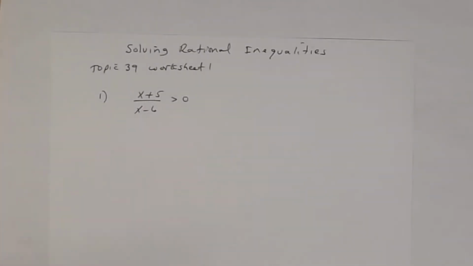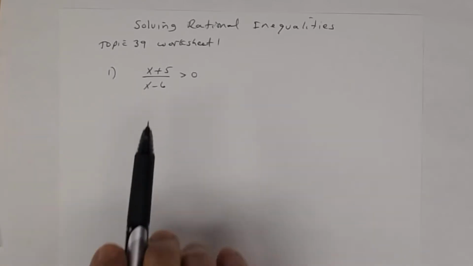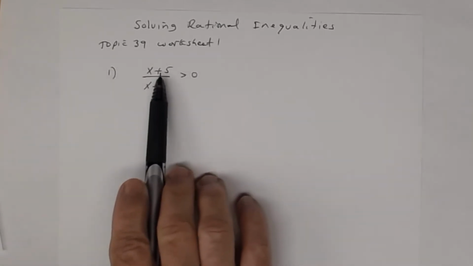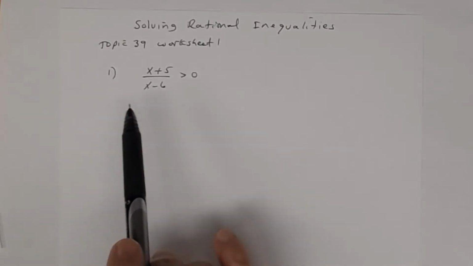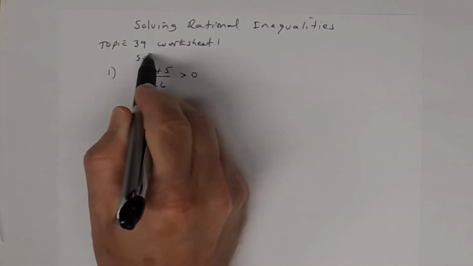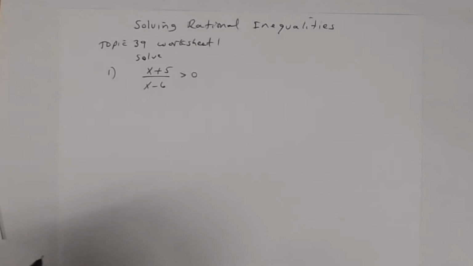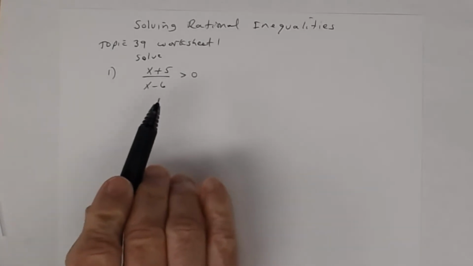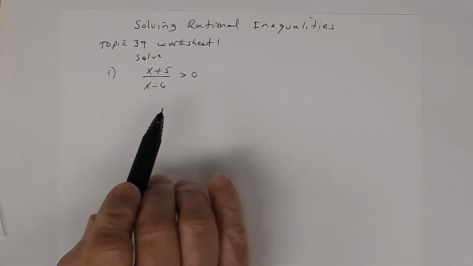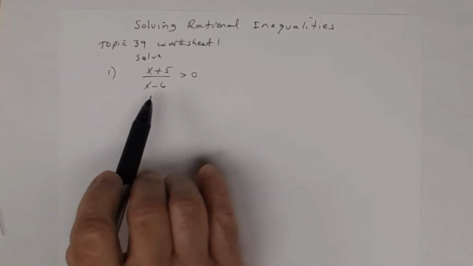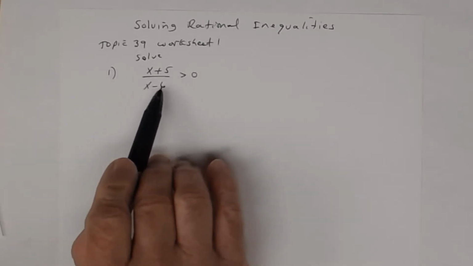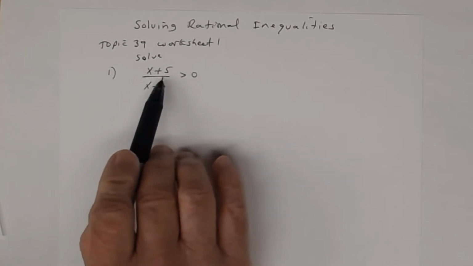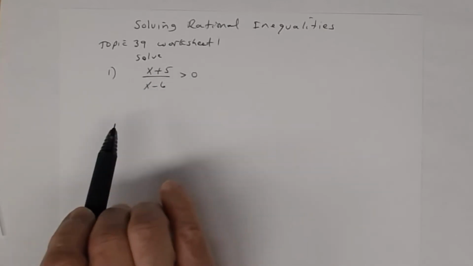So the first one, you have the rational expression x plus 5 divided by x minus 6, and that is greater than 0. So remember, you want to solve these rational inequalities. And what we mean by solving these rational inequalities, just like you did equations, is that you want to find the real numbers for x that will make this left side, this rational expression here, greater than 0.